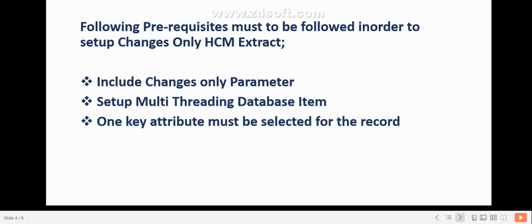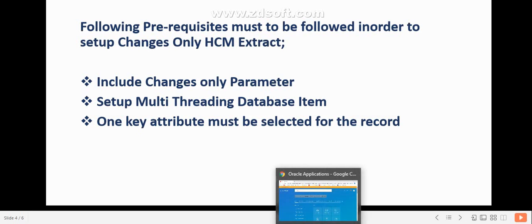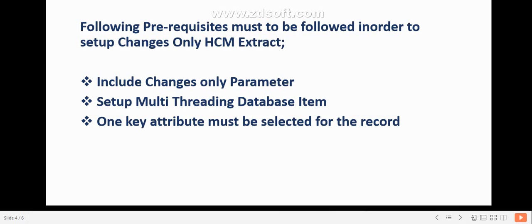Based on this key attribute and threading database item, the system will check who has had changes applied and what the reference ID is. Based on these two parameters only, it checks. And if you enable the changes only parameter, it provides you the list of options when you are submitting the HCM extract. Now let's go ahead and see how these can be set up.